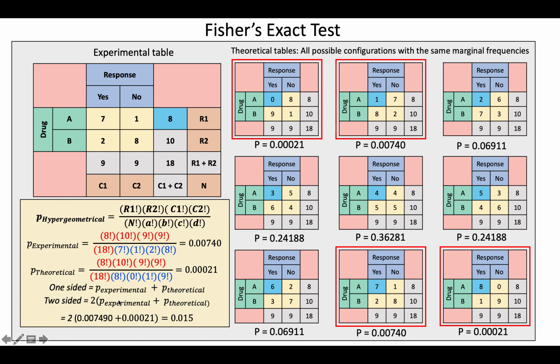And if you want to do a two-tailed test, you just need to multiply this value plus this value times 2, which I did here, and this is going to be exactly the p-value. So in this case it is 0.015, which means that obviously we have to reject the null hypothesis because it's less than 0.05.